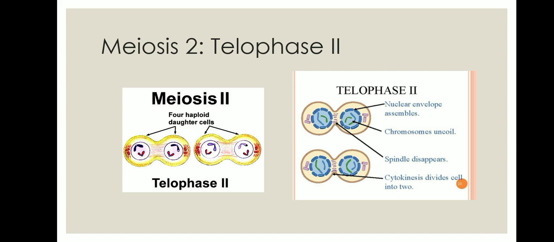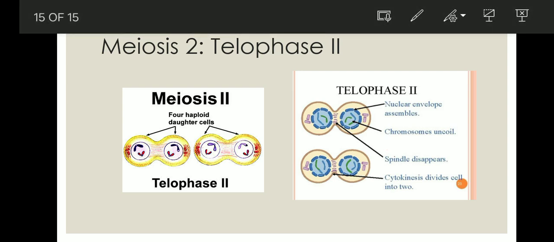Since meiosis 2 began with two cells and each of these cells was split into two cells, we now have four unique haploid cells at the end of meiosis. These cells are gametes.